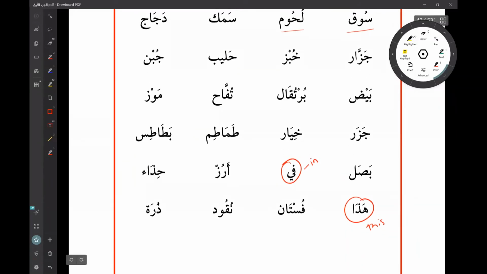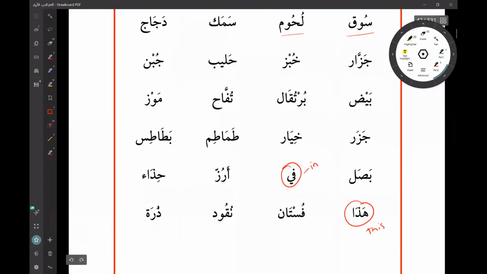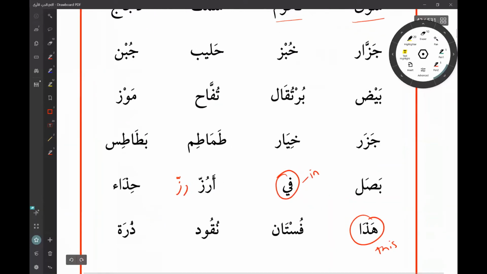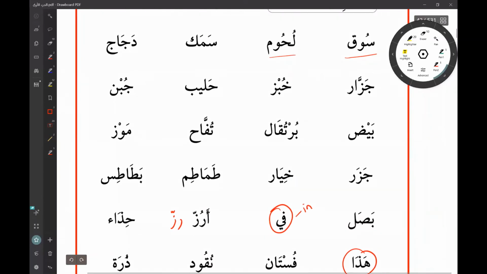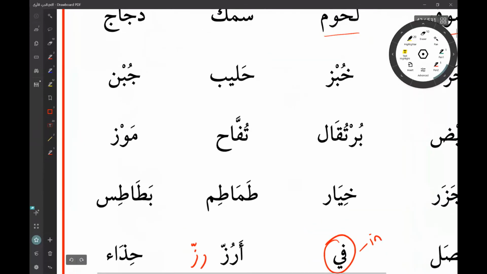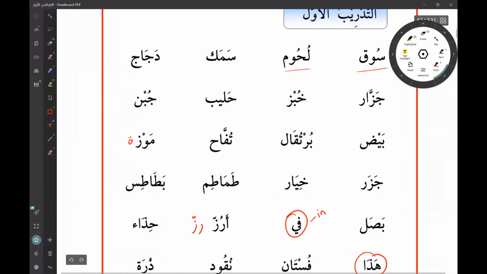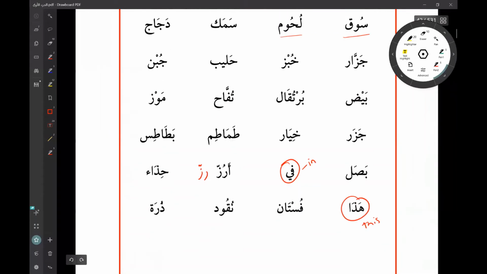What else? Remember, aruz, you can also say ruz, which also means rice. And just keep in your mind that some of these words are plural in meaning. Mouse here means bananas. If you want to say one banana, you can add ta marbuta. Anyway, as I said, I don't want you to pay too much attention, but I'm just giving you that information.